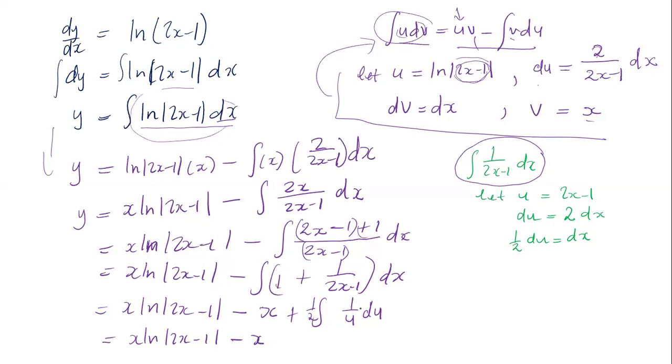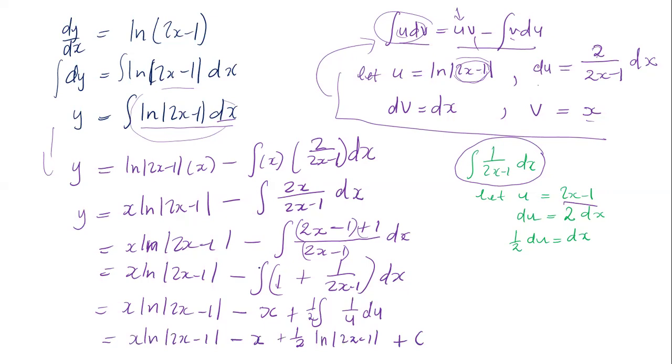What is the integral of 1 over u? Remember, here we have 1 over 2. What is the integral of 1 over u? We know it's going to be ln of u, but remember we know that u is the same as 2x minus 1, plus c, which will be our constant right over there. And therefore, that's how we're going to go.